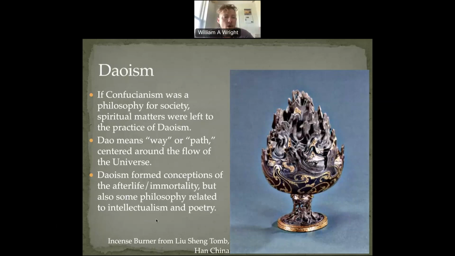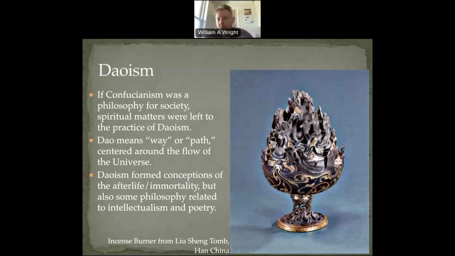But this whole idea forms the conception of the afterlife, right? That we live, we move through the flow, and then part of the flow is dying and moving on. But also there's a center of Taoism that relates to philosophy, right? And the ideas of how to live your life and how to think about life and reflect on your own life, and intellectualism and poetry, right? So being knowledgeable, being artistic, being creative and literary is central to Taoism, and lends itself to Confucianism.